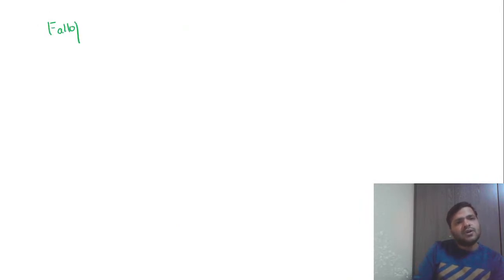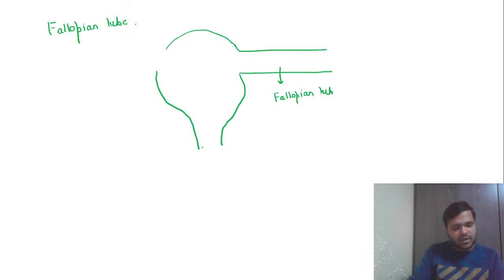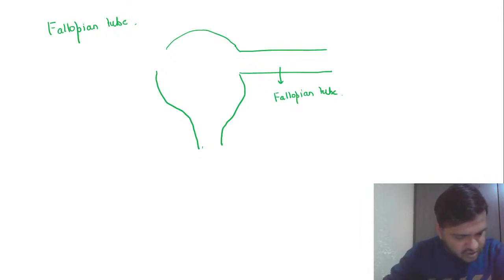Now, if I say fallopian tube, you know that this is the structure of the female genital tract. This is something which is called the fallopian tube. Meanwhile, guys, just try to answer the question: where does fertilization take place in the fallopian tube? In which part of the fallopian tube does fertilization take place?